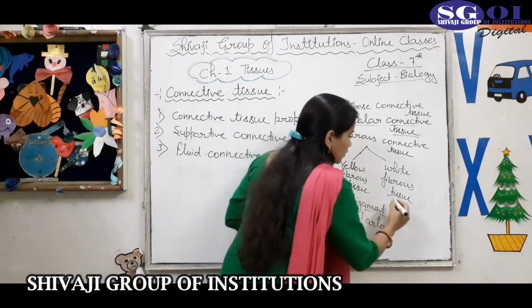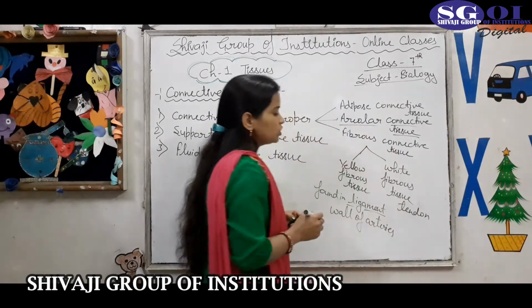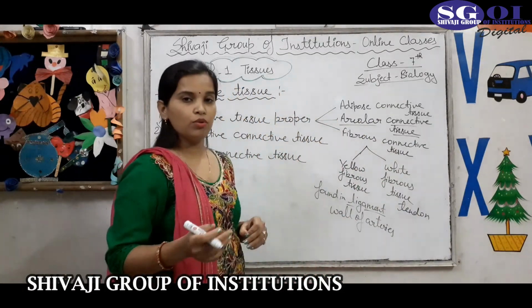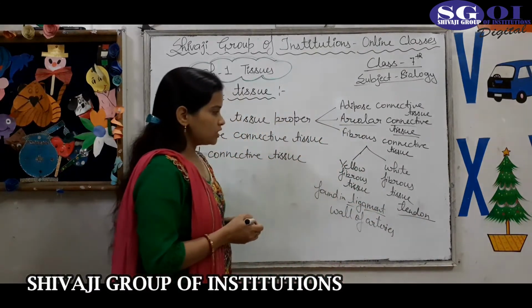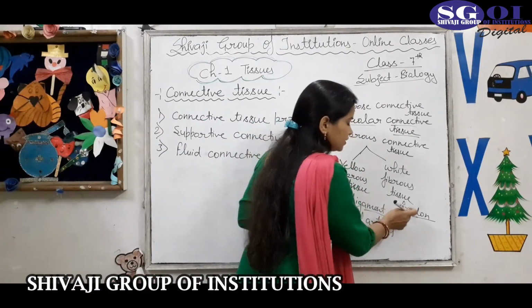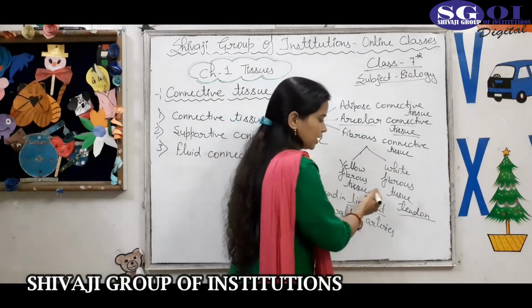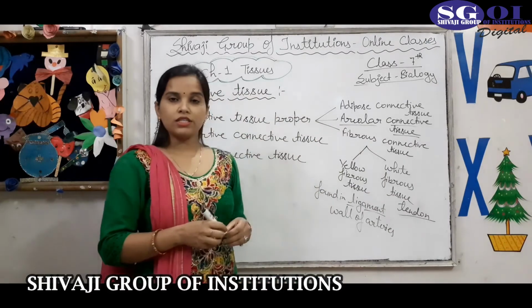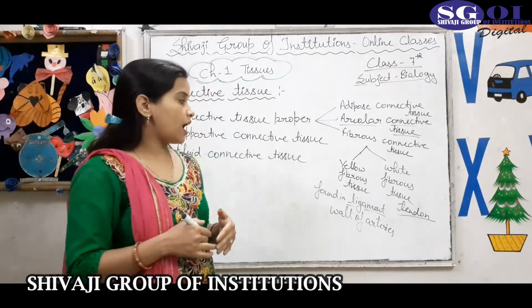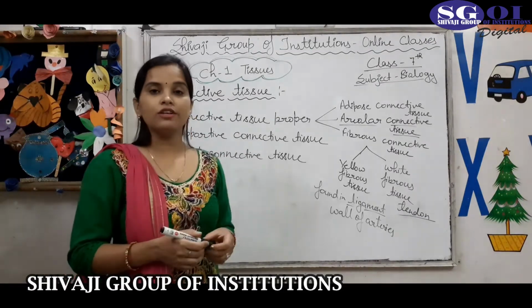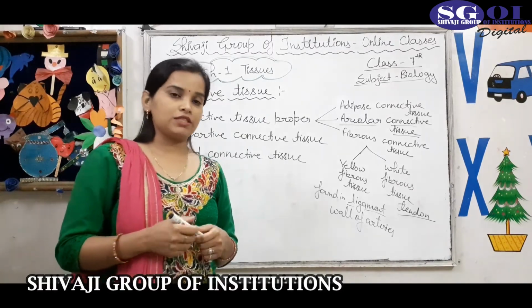And the white fibrous tissues are found in tendon, which connects the muscles to bone. The main function of the tendon is to connect the muscles to the bone. These fibrous tissues are found in the tendon which connects the muscles to the bone, and these white fibrous tissues are flexible as well as strong. Means these are highly elastic and these are strong. Because of the elasticity, they are flexible.